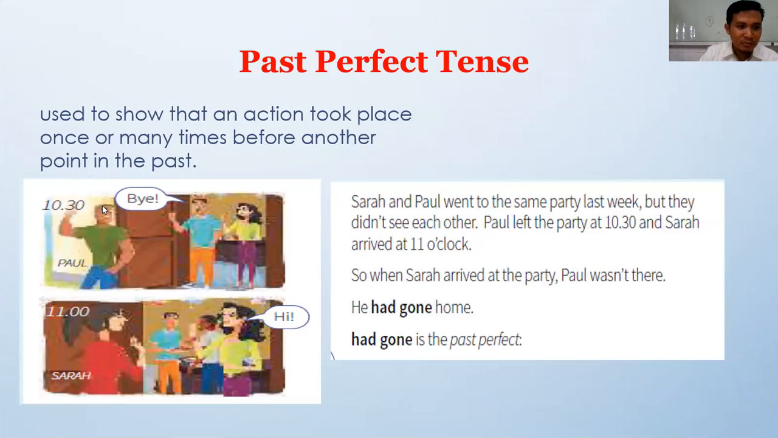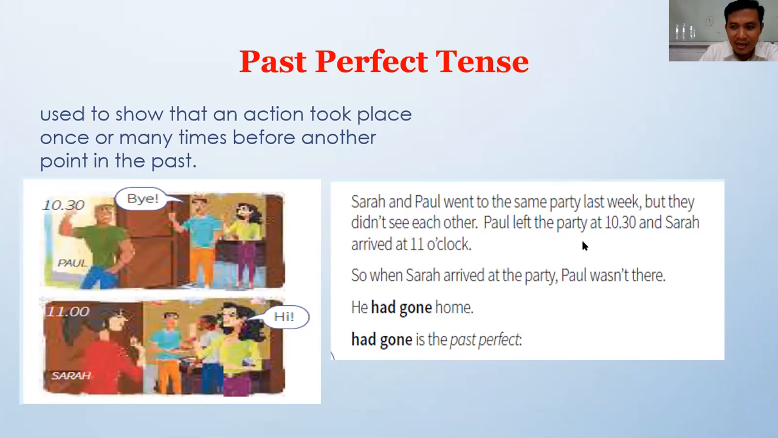Okay, so the first picture, Sarah and Paul went to the same party last week. This is Paul and this is Sarah. They went to the same party last week, but they did not see each other. Why didn't they meet or see each other? Because Paul left the party at 10:30 and then Sarah arrived at 11 o'clock.